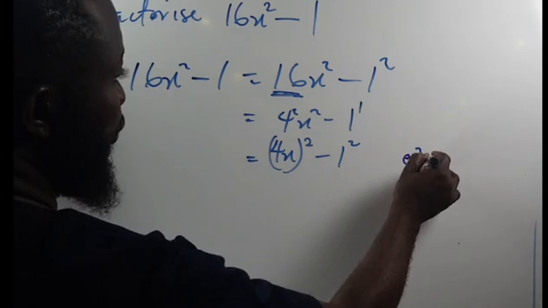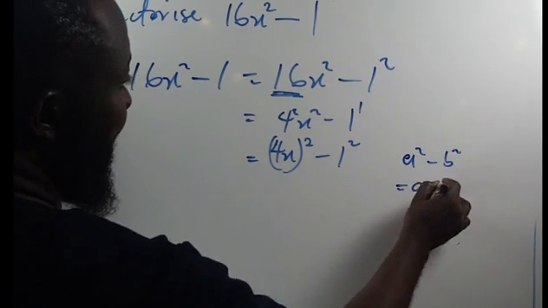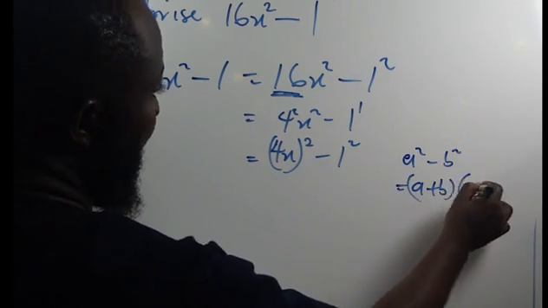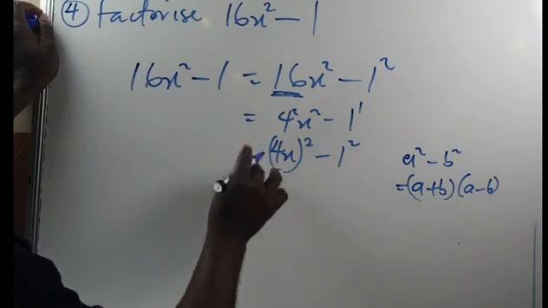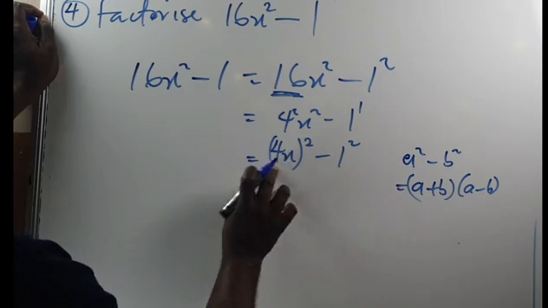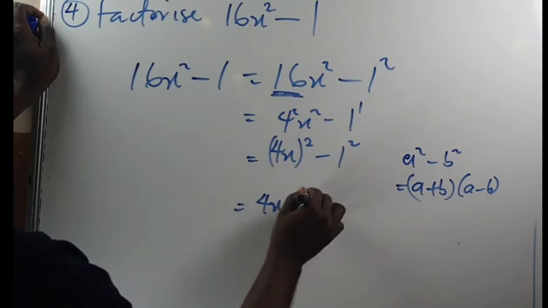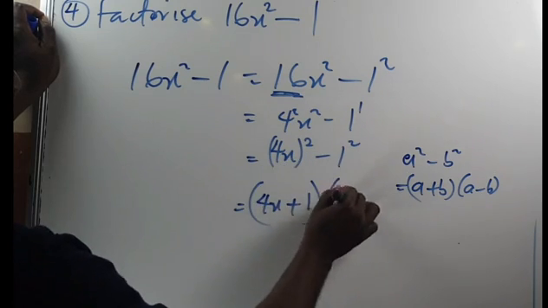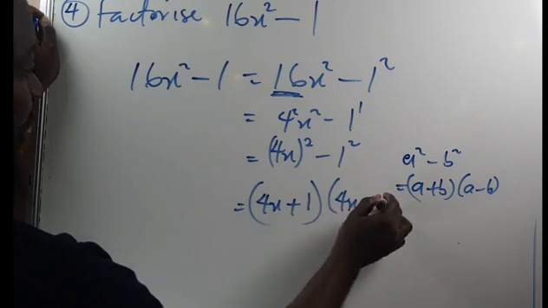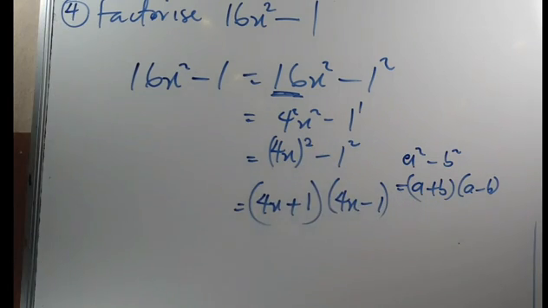So the rule is that a squared minus b squared gives us a plus b into a minus b. So let's now apply this to this question. 4x is our a, so that will be 4x plus 1, then 4x minus 1, because 1 is our b. So that is that on this.